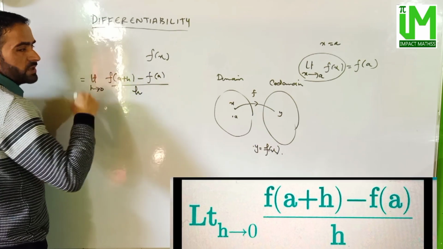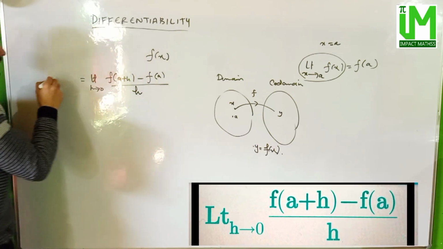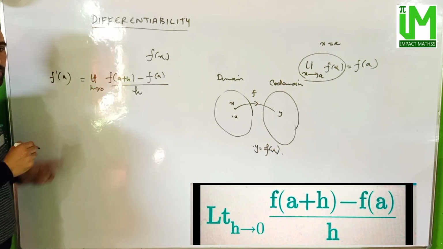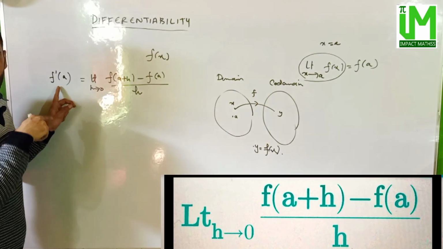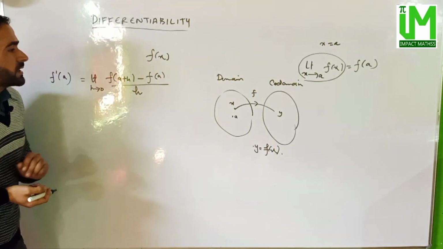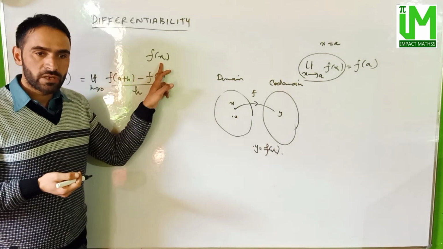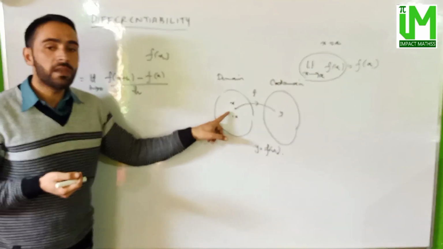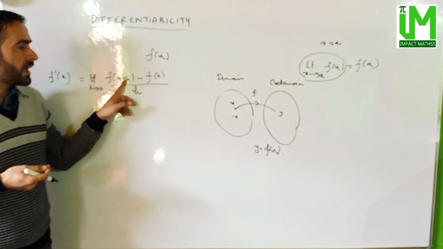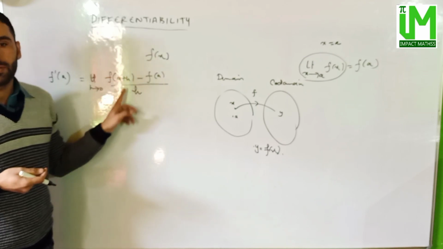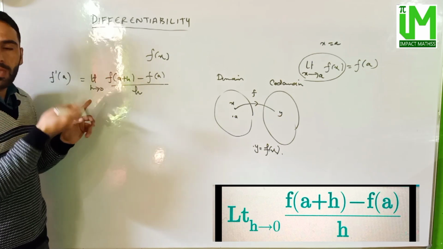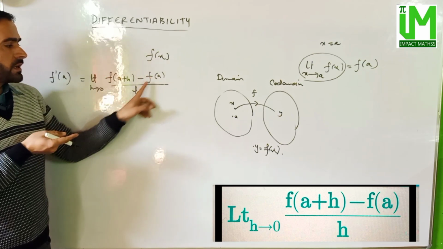Okay, so we denote this by f dash of a, or it is also read as f prime of a. So we say the function f of x is differentiable at a point x is equal to a if the limit as h tends to 0 of f of a plus h minus f of a divided by h exists.